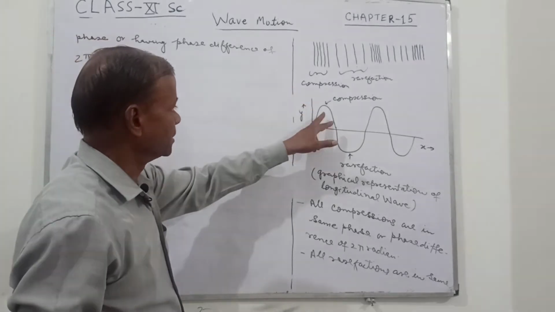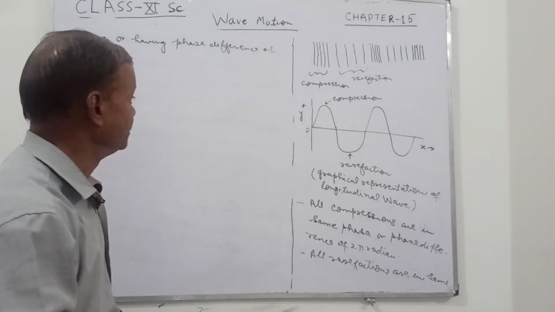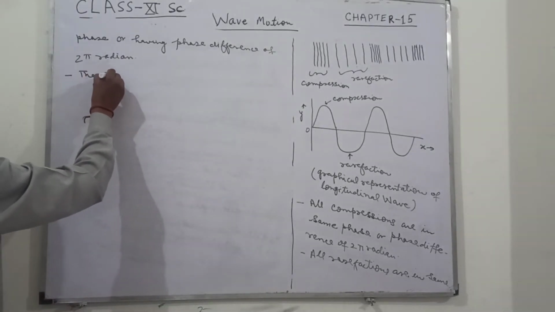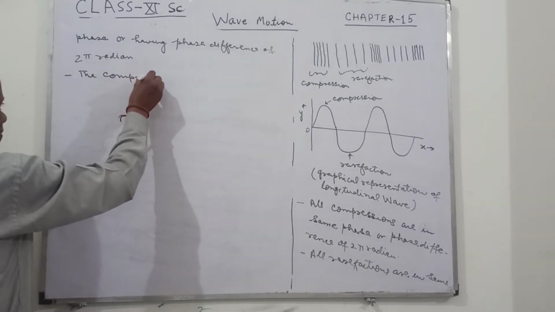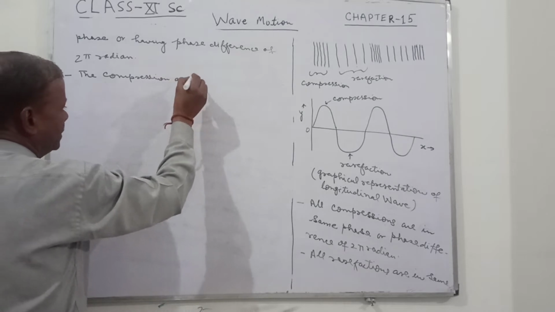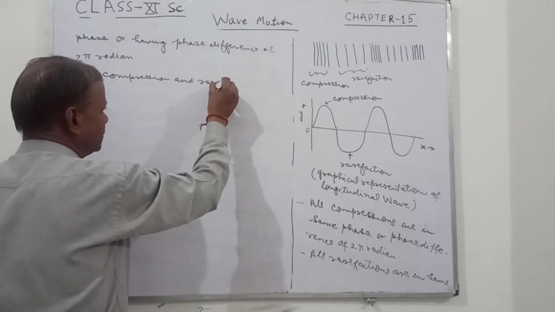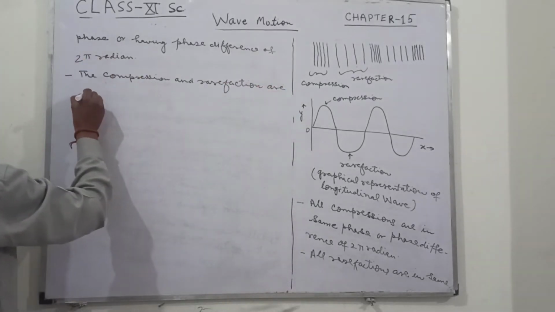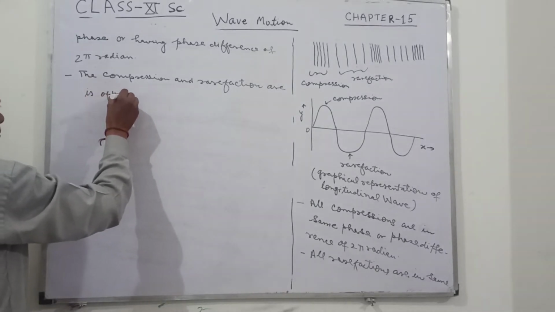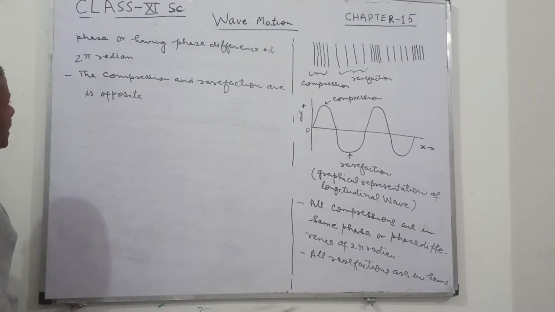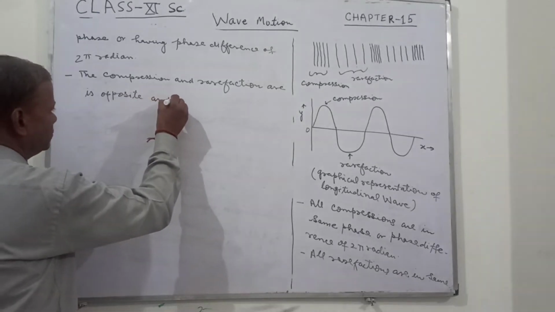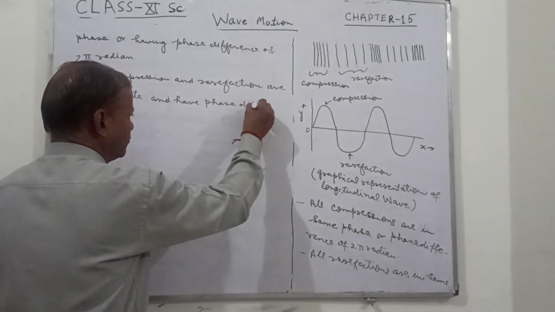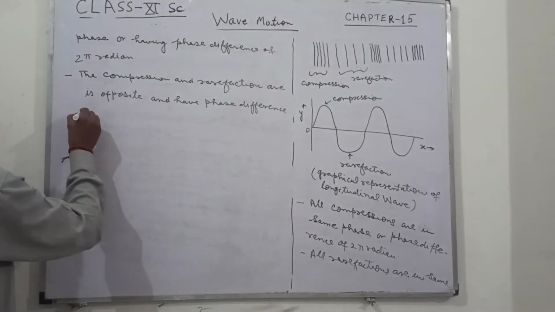But you can see that the compression and rarefaction are in opposite phase. Compression and rarefaction are in opposite phase and have a phase difference of pi radian.